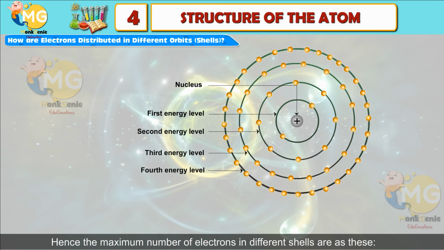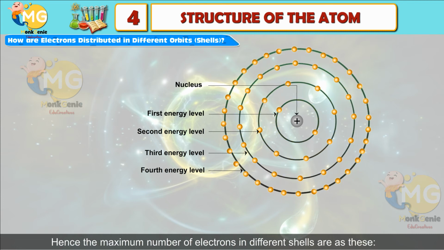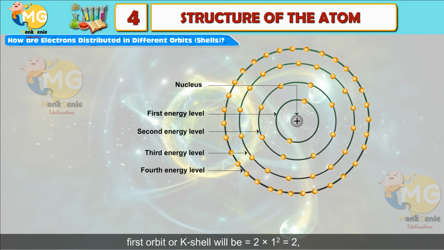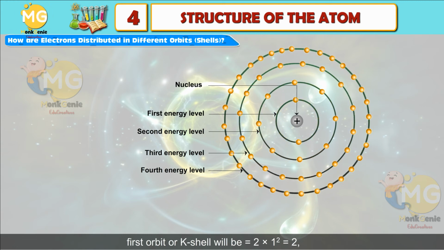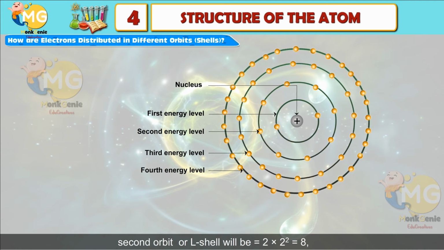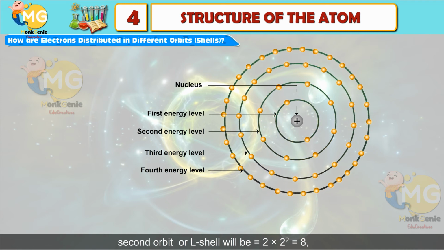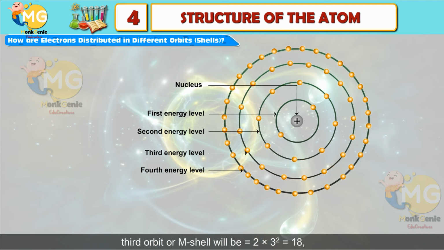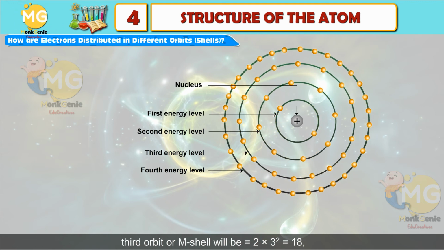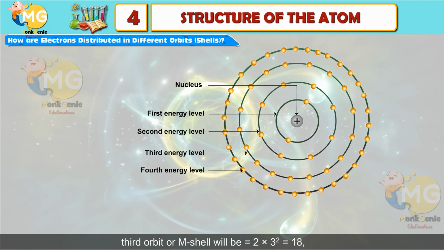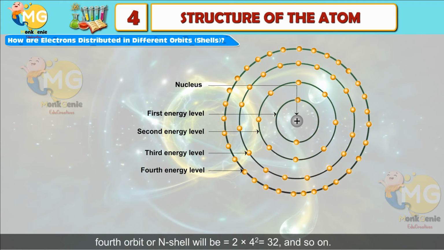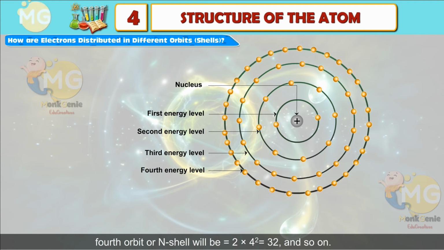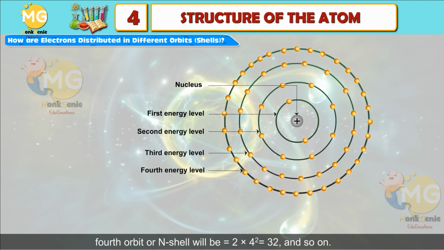Hence, the maximum number of electrons in different shells are as follows. First orbit or K shell will be 2 multiplied by 1 square equal to 2. Second orbit or L shell will be 2 multiplied by 2 square equal to 8. Third orbit or M shell will be 2 multiplied by 3 square equal to 18. Fourth orbit or N shell will be 2 multiplied by 4 square equal to 32, and so on.